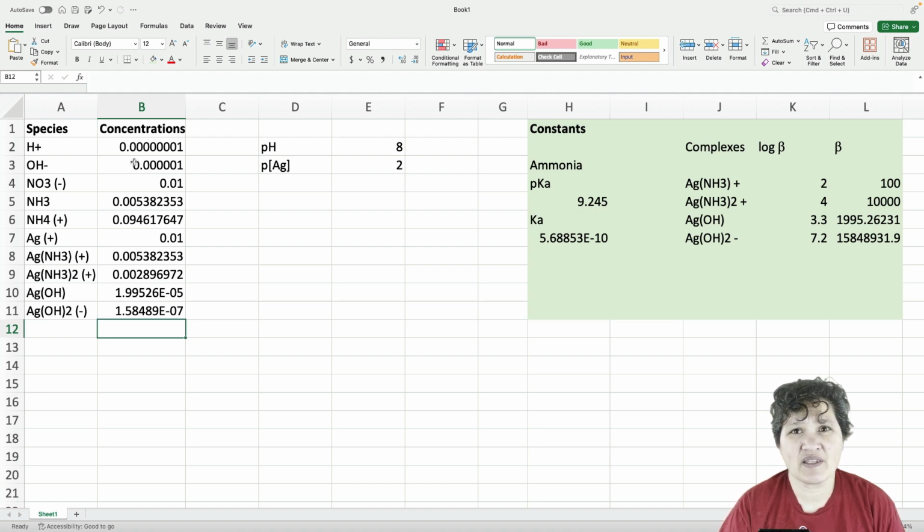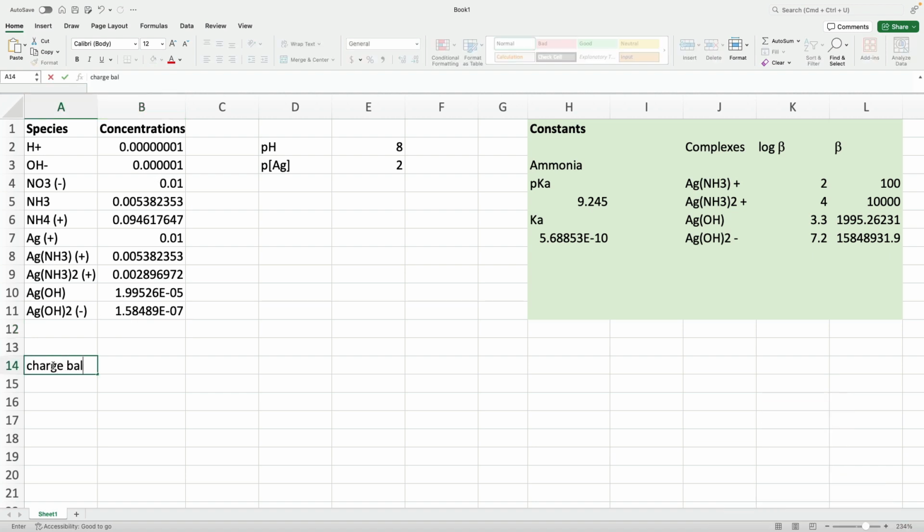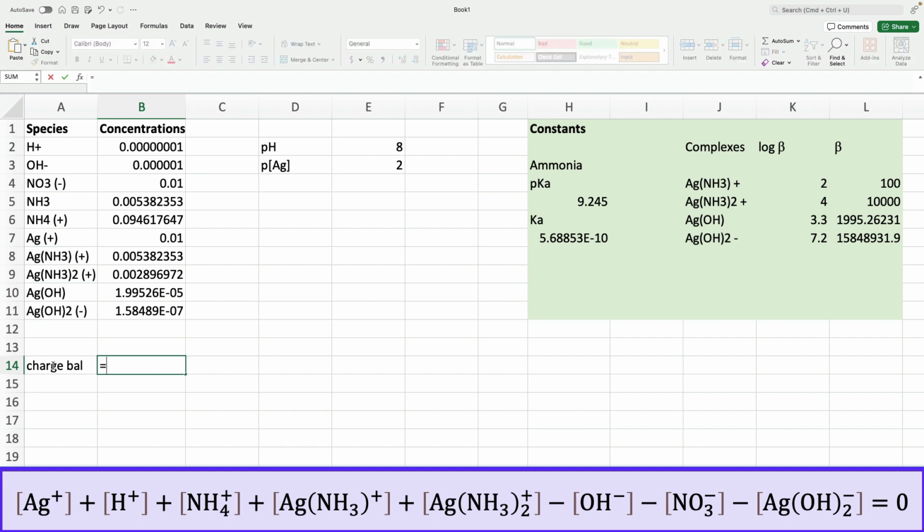used our charge balance as the base equation to find a good value for our pH. So we're going to start with that because we still have weak acid, weak base things going on in this system. So here's our charge balance space and the equation we came up with down here. So we have silver plus H plus NH4 plus this complex plus this complex minus OH minus NO3 minus this silver hydroxide complex.